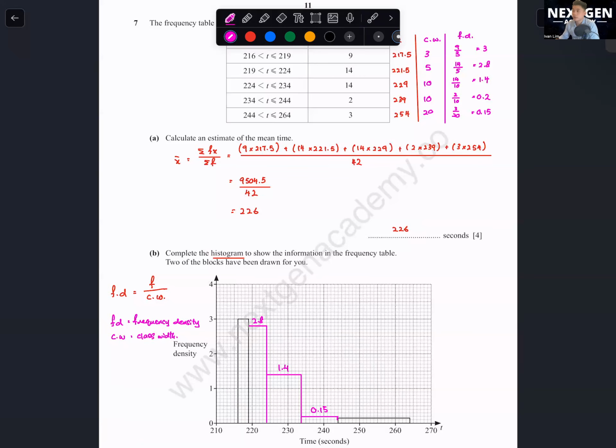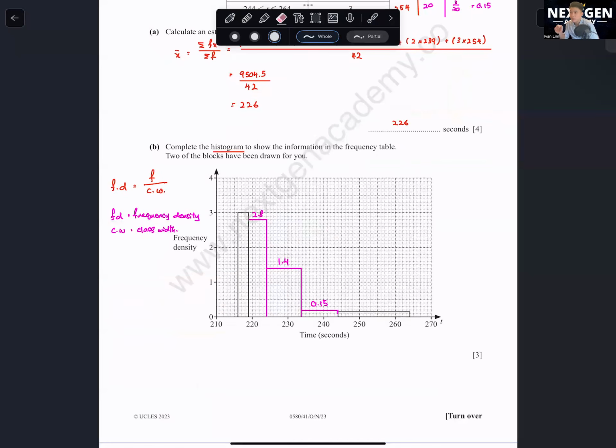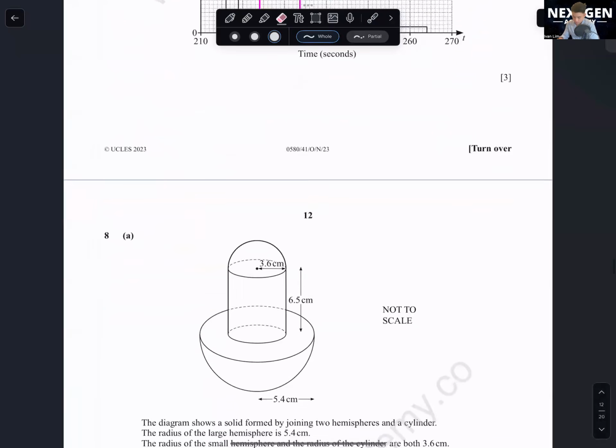If you are good, type a 1 in the chat. Do we have to write the frequency density on top of the bar? Don't need. I just wrote it to show you. Okay, if good, let's go on to the next one.